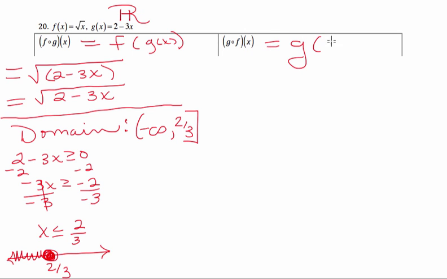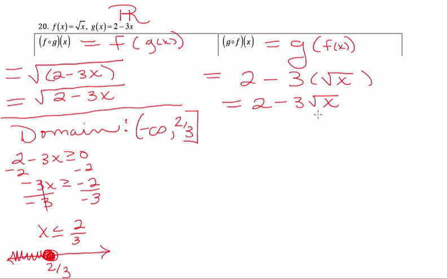Now let's go ahead and do g of f. That's my g function with f of x substituted inside. And my g function is 2 minus 3 times x. And in for my x is going to go f of x, which is just the square root of x. And then my composite function simplifies to 2 minus 3 root x.